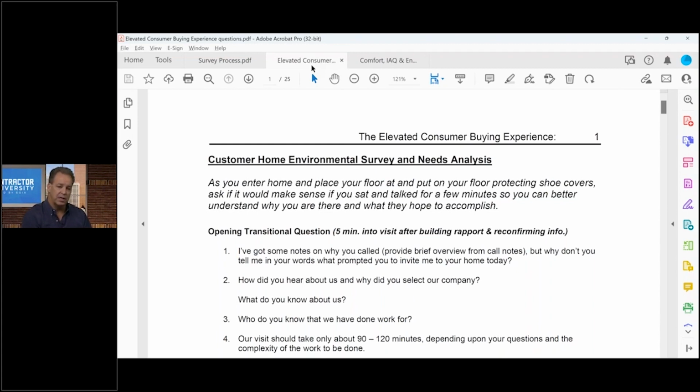Because again, some of this questioning takes place when we're sitting down at the beginning, maybe at the kitchen table or in a living room, right? And then that's going to lead us to go on the tour of the house, right? And then looking at the equipment. So again, we teach that process in the sales training class.